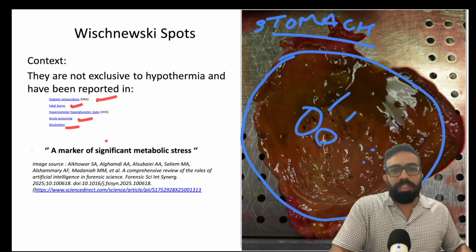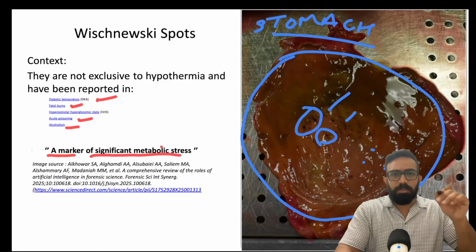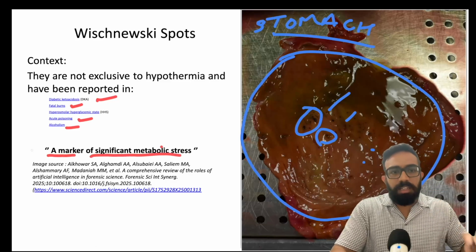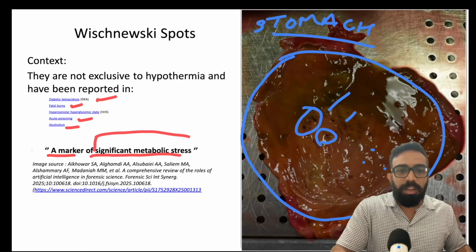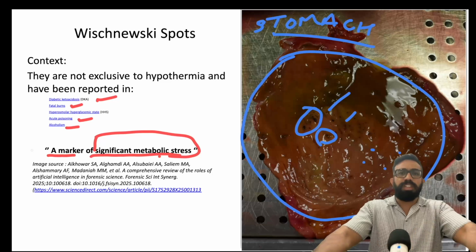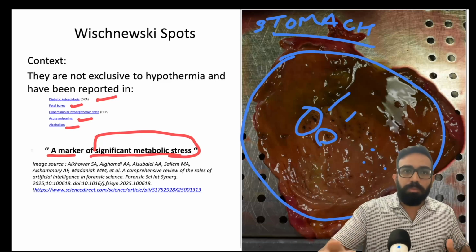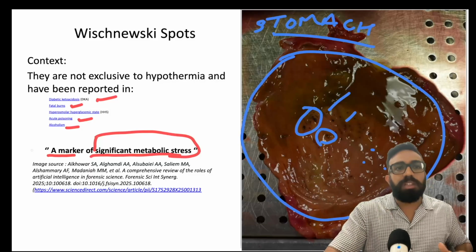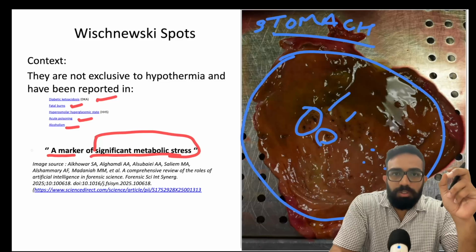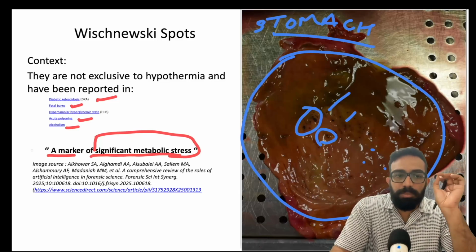What I like to teach is that these spots do not indicate anything particularly. They just indicate that the patient was subjected to significant metabolic stress immediately before dying. That is all we can say by seeing this. But if you see Wischnewski spots in a body which is found immersed in cold water, or found in a particularly cold condition, then it holds some diagnostic value.